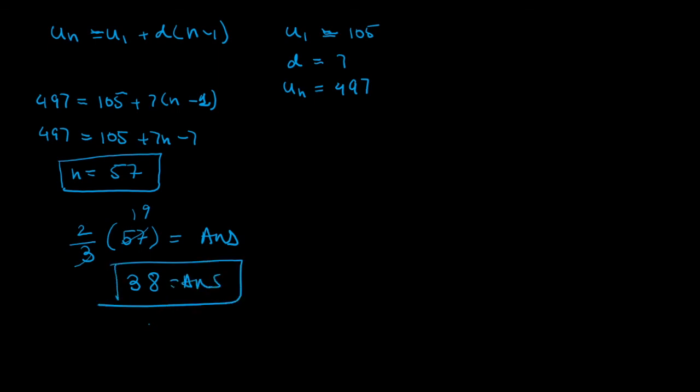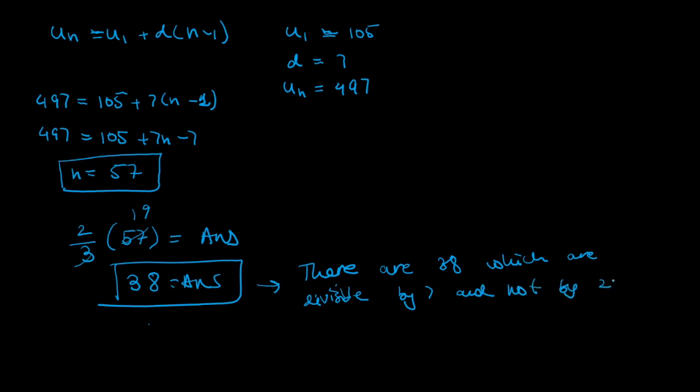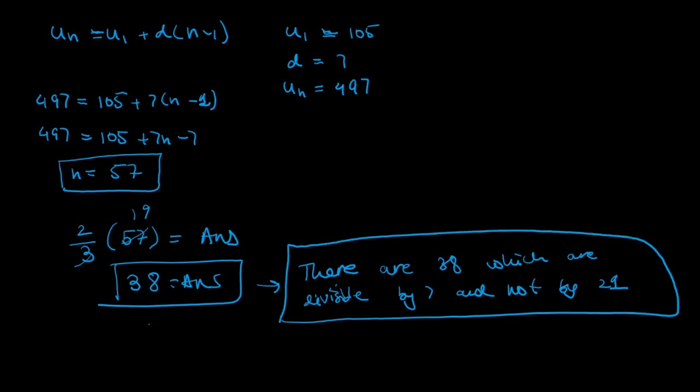So basically, there are 38 terms which are divisible by 7 and not by 21, right? This is our answer.